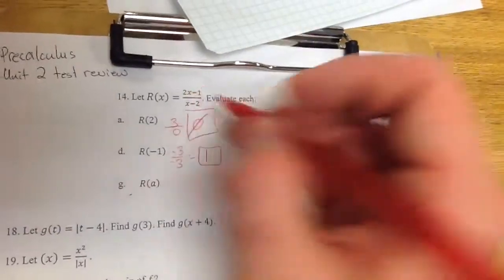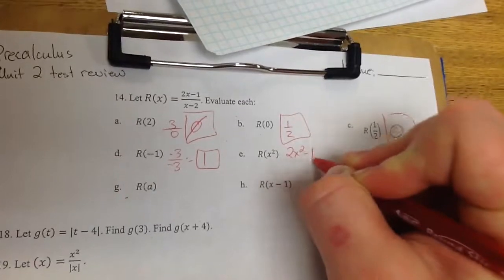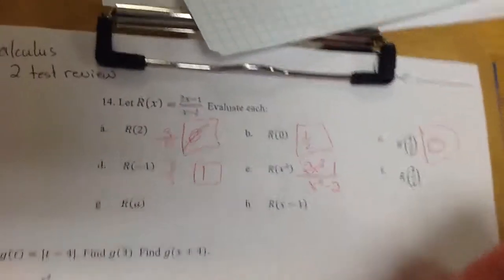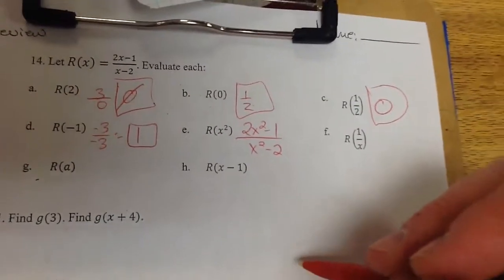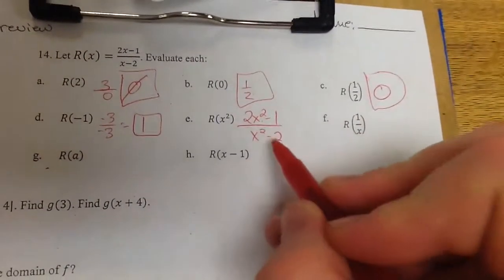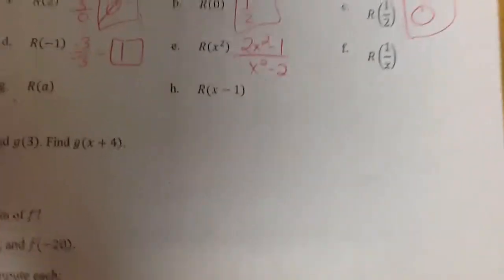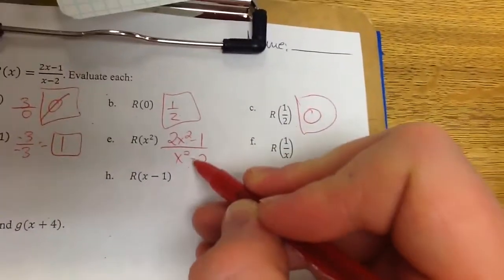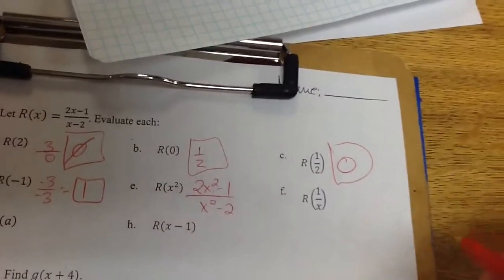Plug in x squared, so you would just get 2x squared minus 1 over x squared minus 2. Not much you can do with that. I would just leave it. You can't factor, and you absolutely cannot cancel out the x's because there's a subtraction on top and bottom.